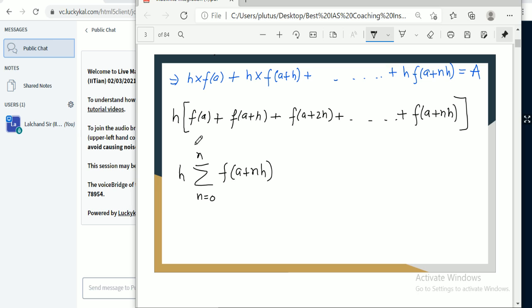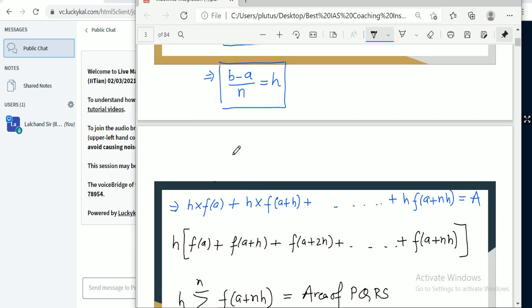Okay, can we write like this? And this is equal to the area of PQRS, that curve. Okay, so here if we substitute the value of h, what is the value of h? We have calculated it here. This is the value of h, isn't it?